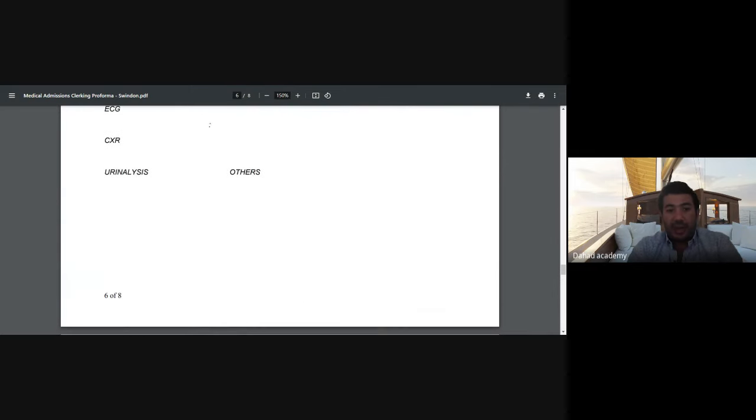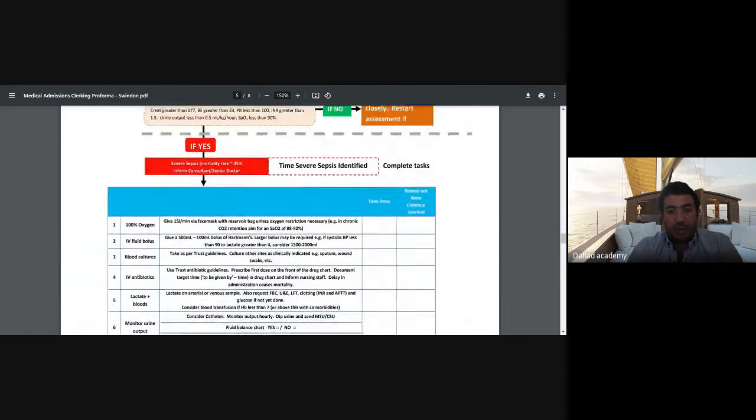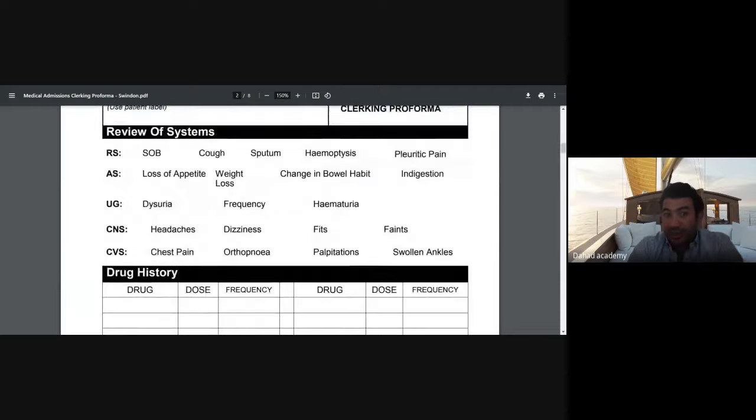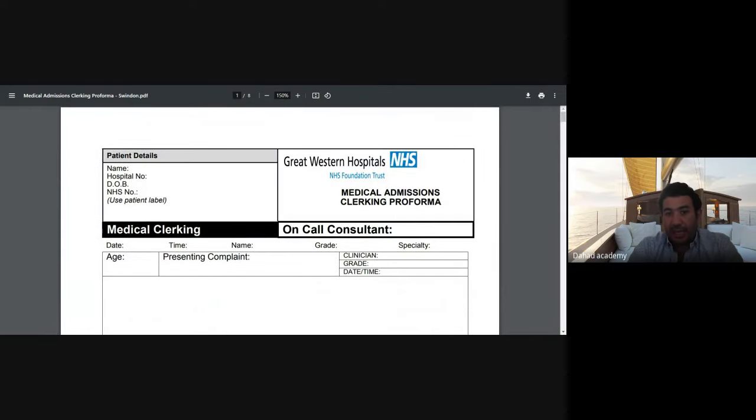So now you did have a look at the clerking sheet. Okay, quickly we will take a case, which is a very common case. Let me bring it up here.